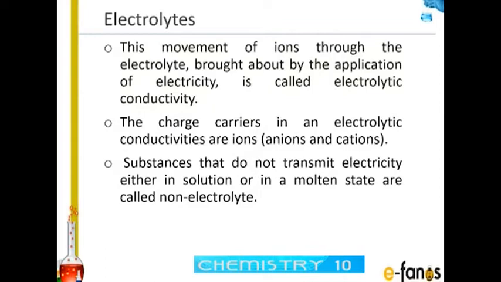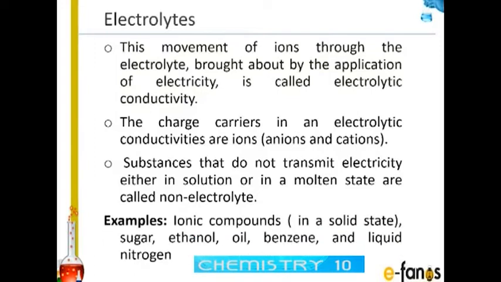Substances that do not transmit electricity, either in solution or in a molten state, are called non-electrolytes. And some examples of non-electrolytes are ionic compounds when they're in a solid state, sugar, ethanol, oil, benzene, and liquid nitrogen. And you can see that all of these compounds, except for the ionic compounds in the solid state, all have covalent bonding.